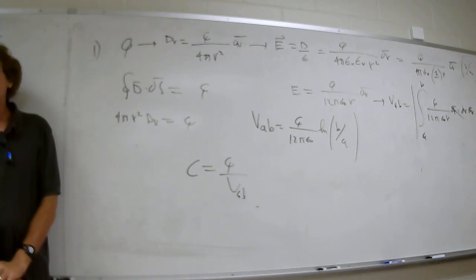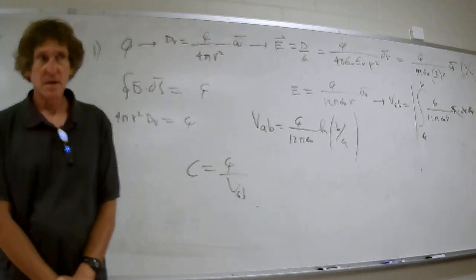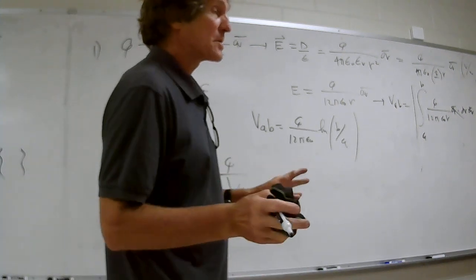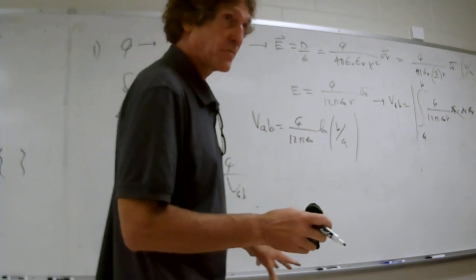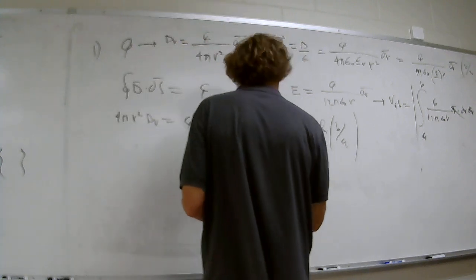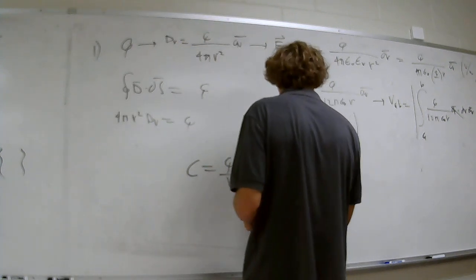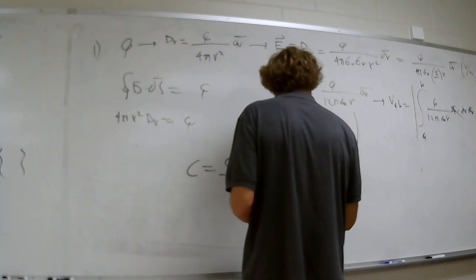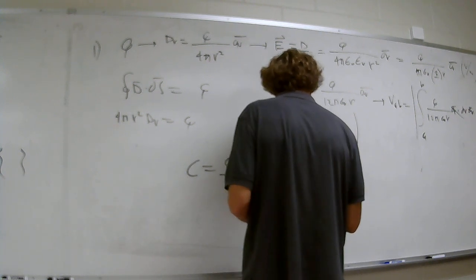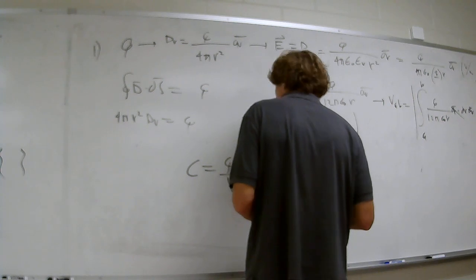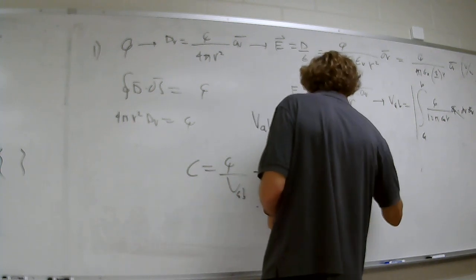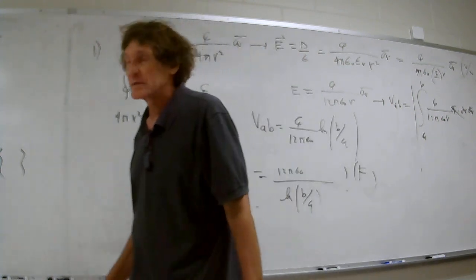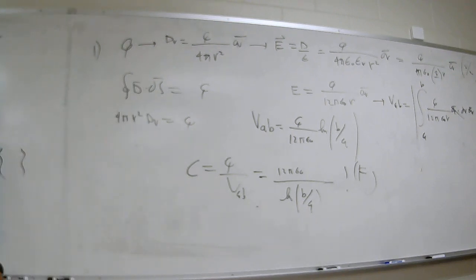I mean, any questions? I don't mean to go fast. I'm just trying to get to the points. And this was not meant to be in any way confusing. It's straightforward. So the Q's cancel, it's 1 over this, so I get 12 pi epsilon naught over the natural log of B over A. And that's it. And that's farads, by the way. I didn't sting you if you didn't put units down. Do you agree with this, class?